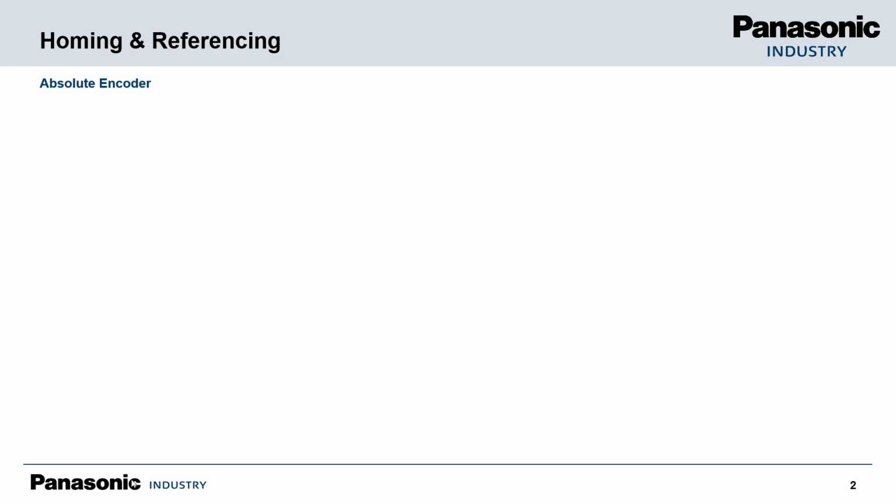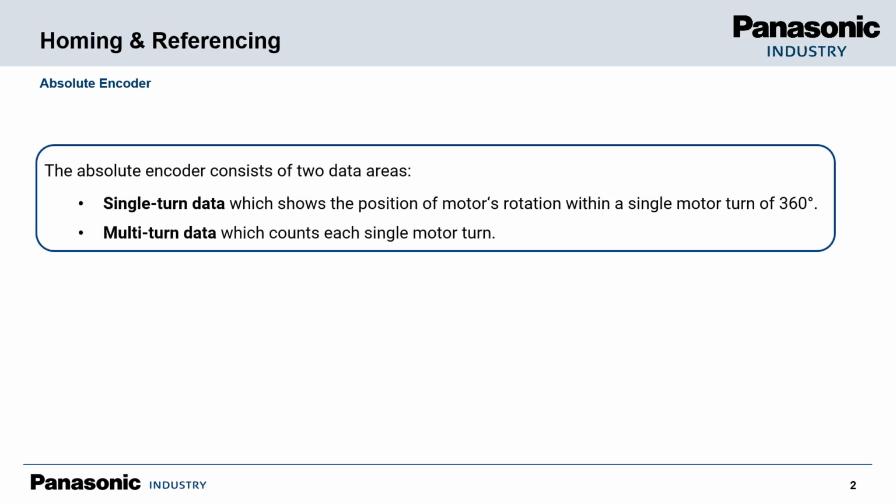Now let's switch to referencing, using the absolute encoder of the same motor. As we mentioned earlier, no homing movement is required when using an absolute encoder. However, there is one important step during the initial startup. The multi-turn data must be cleared. Absolute encoders provide two types of position data. Single-turn data, the motor position within one mechanical revolution, 0 to 360 degrees. Multi-turn data, a count of how many full motor revolutions have occurred.